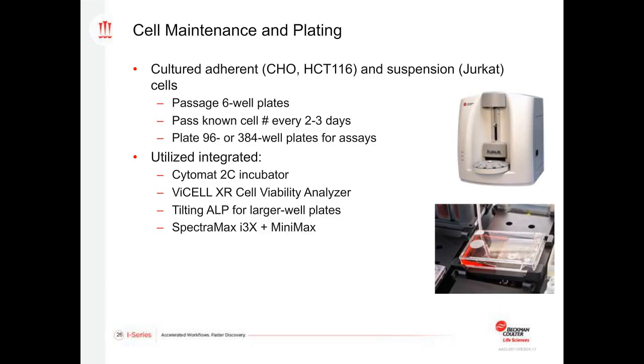We would pass a known cell number every 2 to 3 days, and then we would plate these cells in either 96 or 384 well plates for future assays as a proof of principle. The system itself utilized an integrated Cytomat 2C incubator to allow us to culture our cells directly and bring them onto the system in an automated fashion.